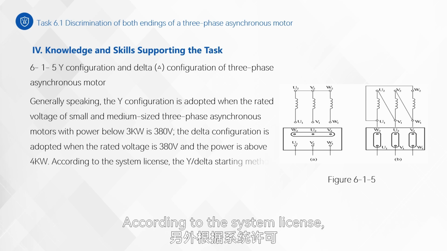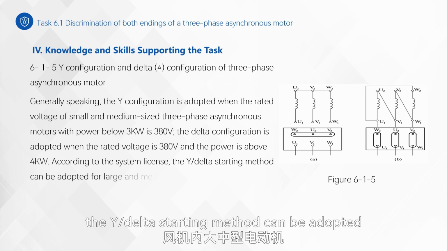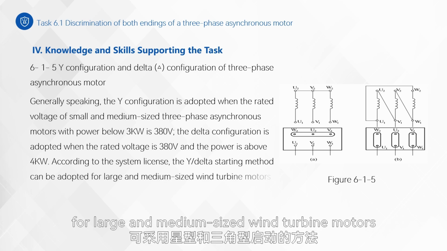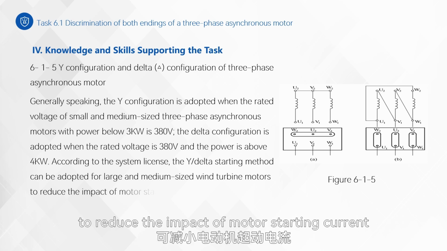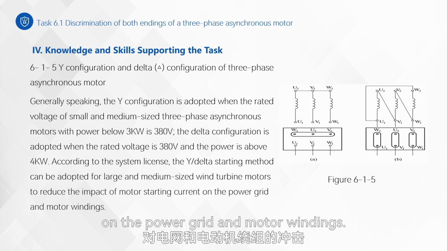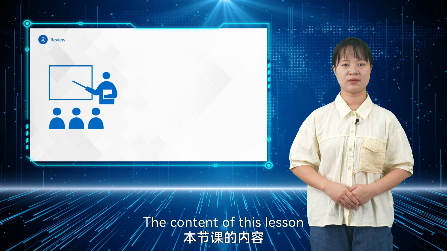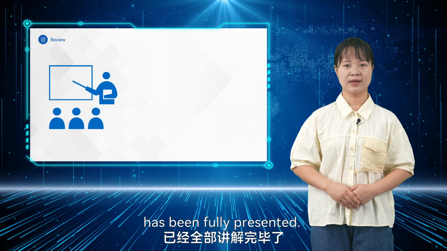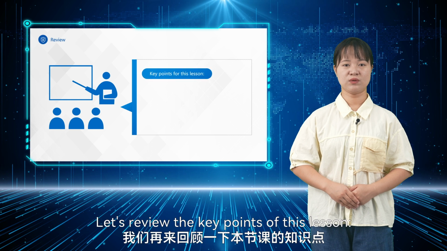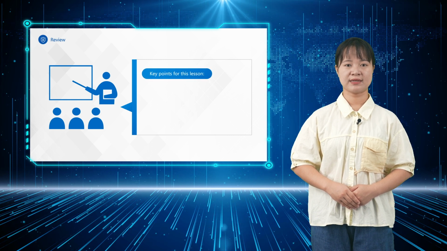According to the system license, the Y/delta starting method can be adopted for large and medium-sized motors to reduce the impact of motor starting current on the power grid and motor windings. The content of this lesson has been fully presented. Let's review the key points of this lesson.